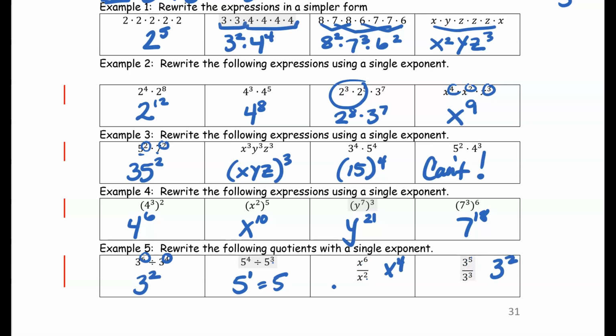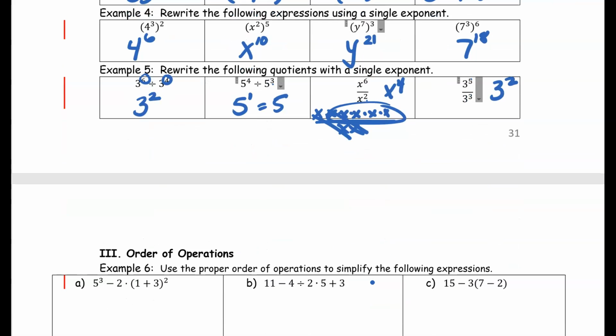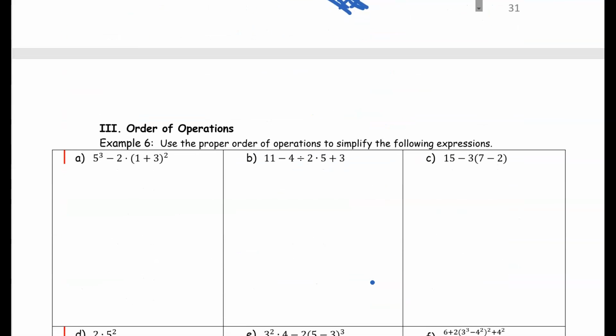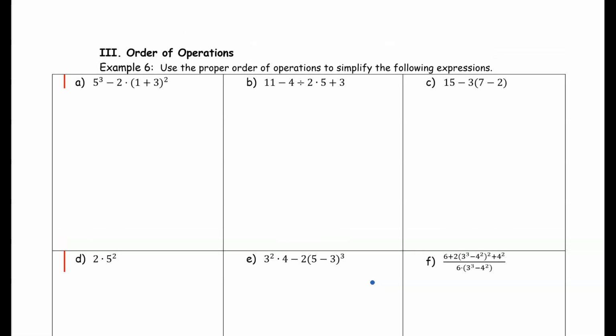And again, for these, you can write them out. X times x times x over 2 x's. You cross them off, and then you end up with 4 left over. So there's a ton more we could talk about in terms of exponents. That just touches on it, but we're going to leave that there and jump into order of operations, and this is the last part of the notes.